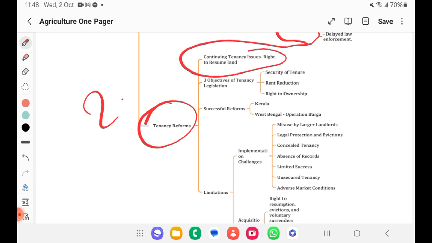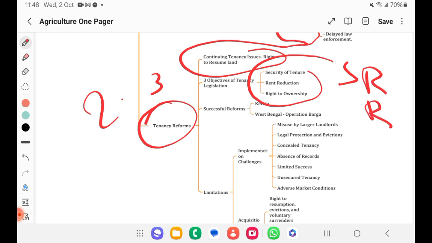So for that we came with 3 objectives. What are the 3 objectives? Security of tenure, rent reduction, and right to ownership. First is security should be there. Then rent should be reduced. Security, rent, it is SRR. Security, rent reduction, and right of ownership. Okay. Then it was successful in Kerala and West Bengal. In West Bengal, the operation is called Operation Barga for tenancy reforms. What were the 3 objectives? Security of tenure, rent reduction, and right to ownership.